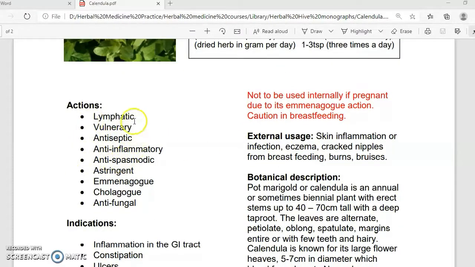So here we've got the actions. These are traditional herbal actions of what a plant actually does. So what action does it have? Lymphatic, that means that it has an effect on the lymphatic system, usually to clear things from the lymphatic system. Vulnerary, that means that it heals wounds. Antiseptic, that means that it is able to not allow bacterial growth within a wound, for example.